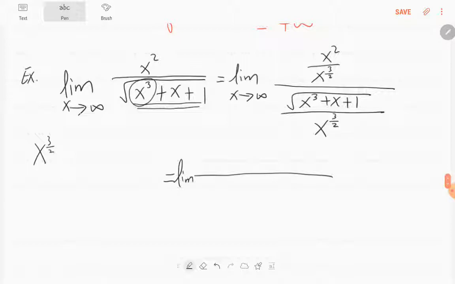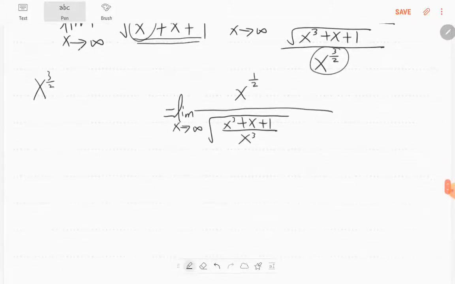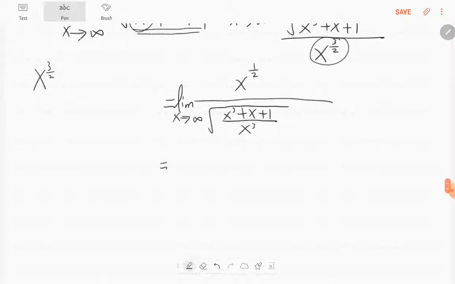This is the limit as x approaches positive infinity. For the top, 2 minus 3/2 gives the 1/2 power, which is the square root of x. And for the denominator, we should put this term inside the radical sign, so you need to square it. So this would be x cubed plus x plus 1 divided by x cubed. You should be very careful with the operation under the square root. If you're not familiar with that, please go review it.